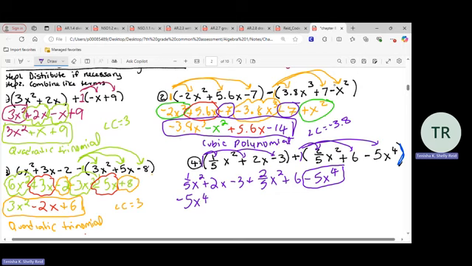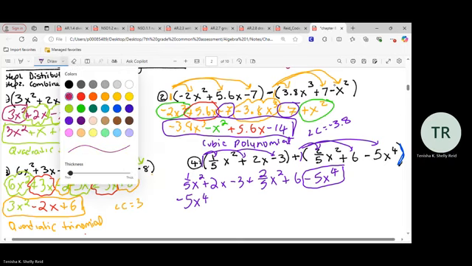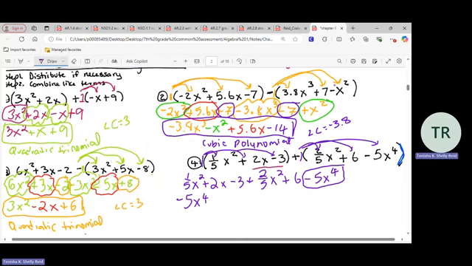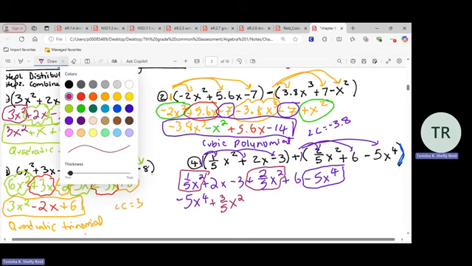Now let's look for the next one. The next highest is going to be the x squareds. So we have a positive 2/5 x squared and a positive 1/5 x squared. So all that gives me is 3/5 x squared. Now let's look for the next highest term. It's going to be 2x.